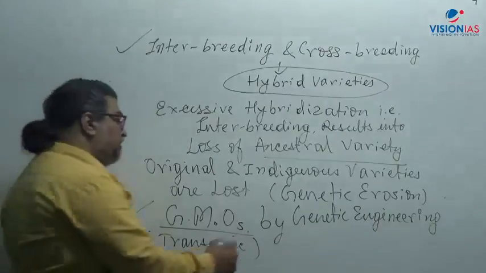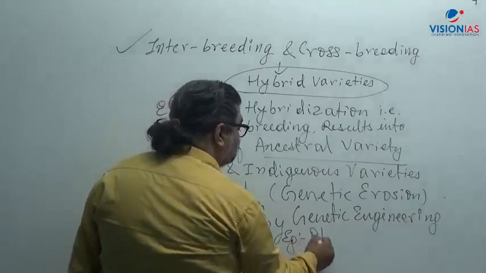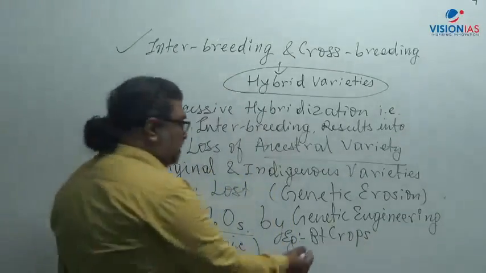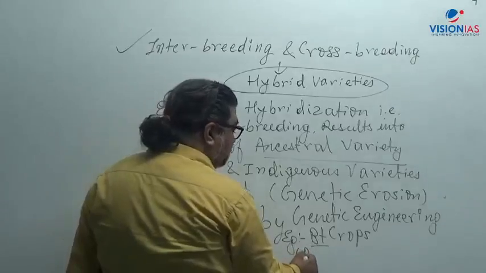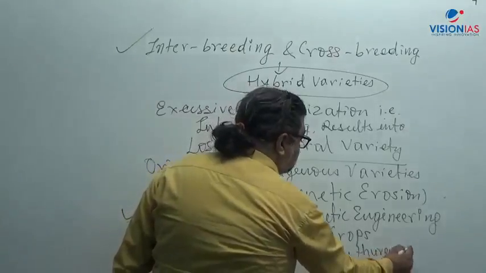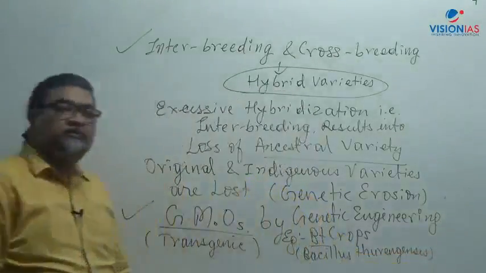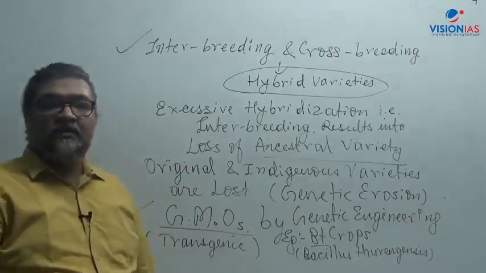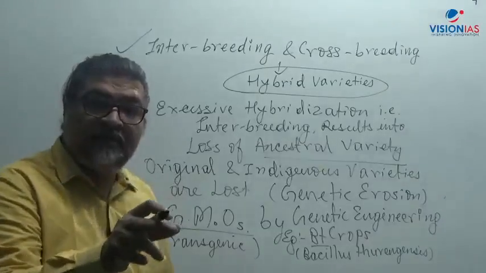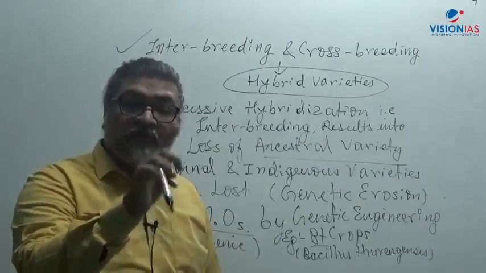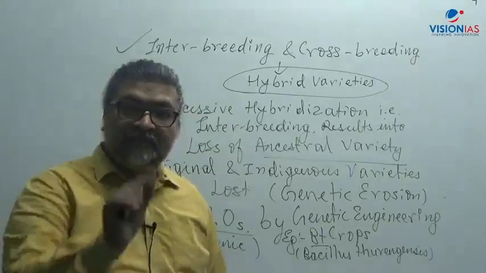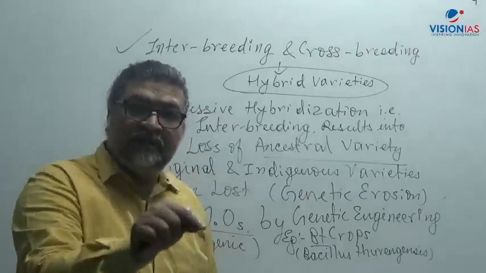I had given you the example, for example BT crops. When you talk about the word BT, BT stands for a soil bacteria called Bacillus thuringiensis. This is a soil bacteria whose gene we have inserted into the crop, because this bacterial gene Cry1Ac makes a protein which kills insects. So by having this gene in cotton, we don't have to use chemical pesticide, because the protein made by the plant will kill the pest insect.